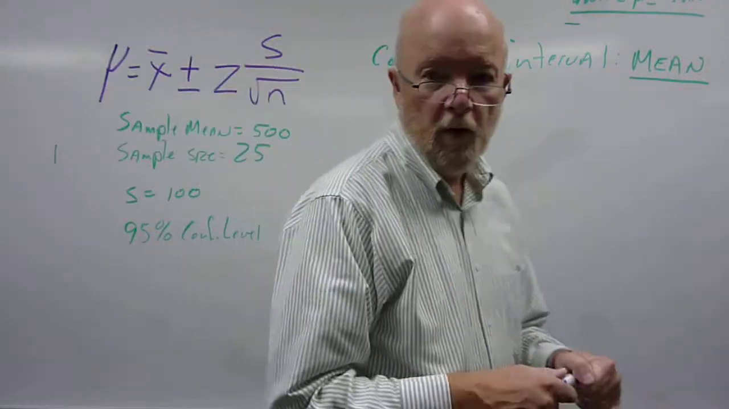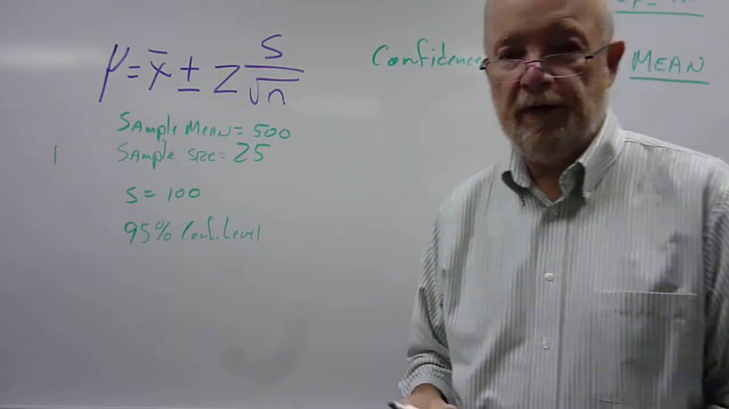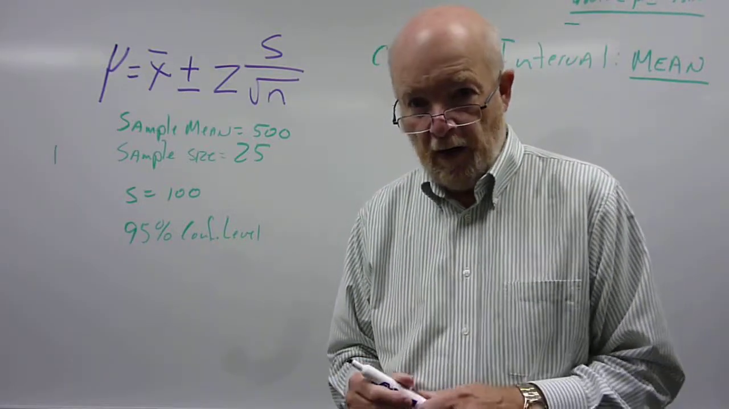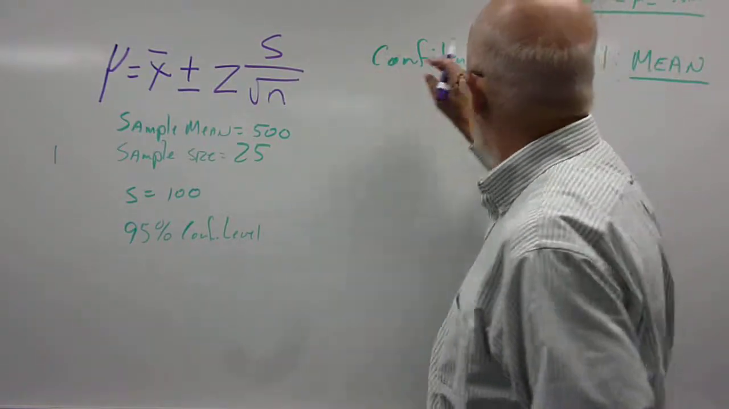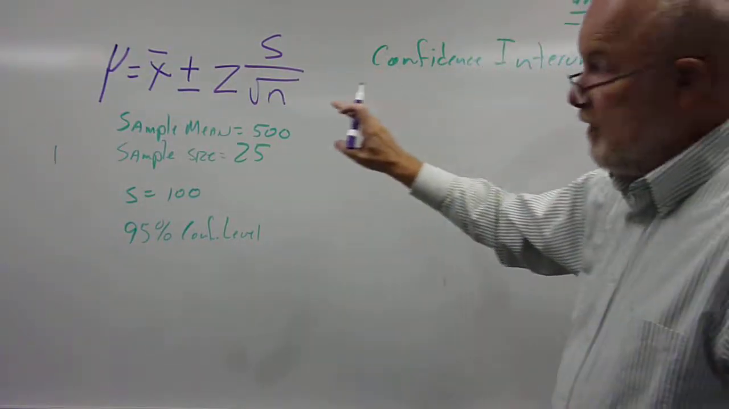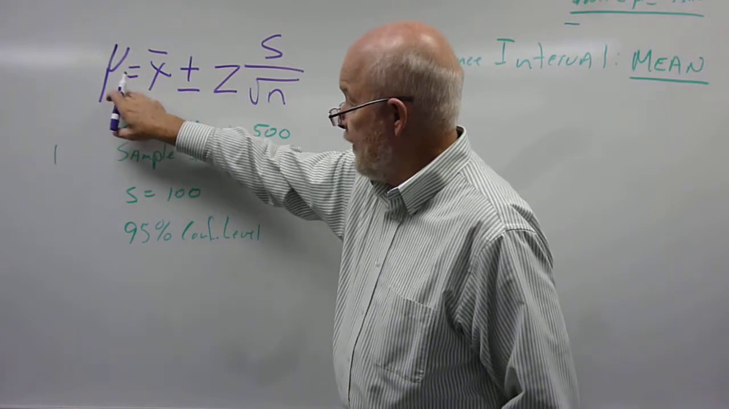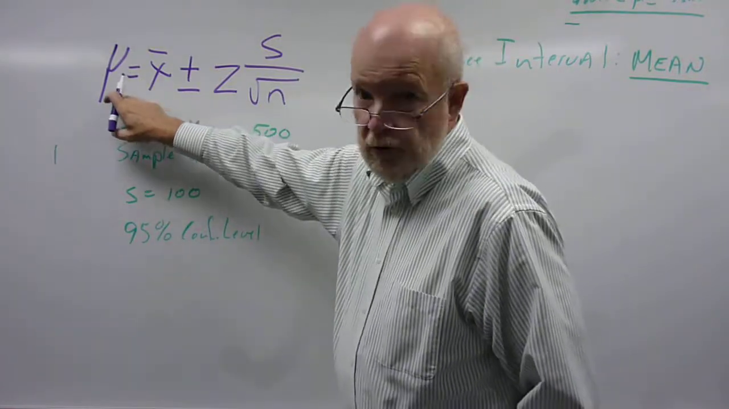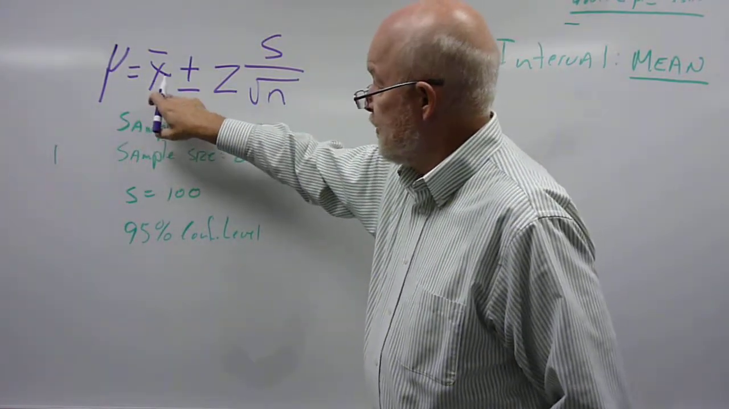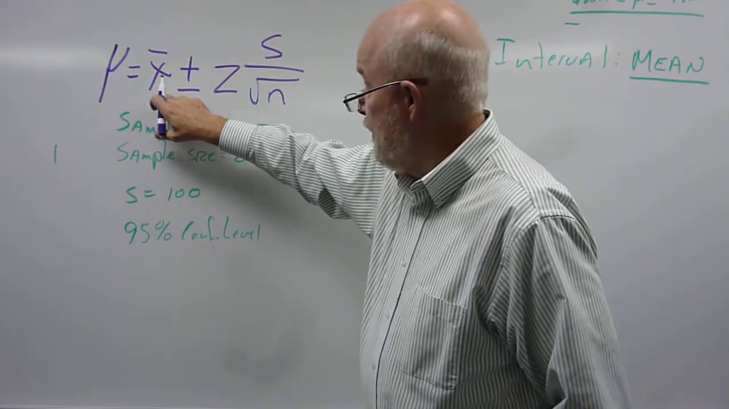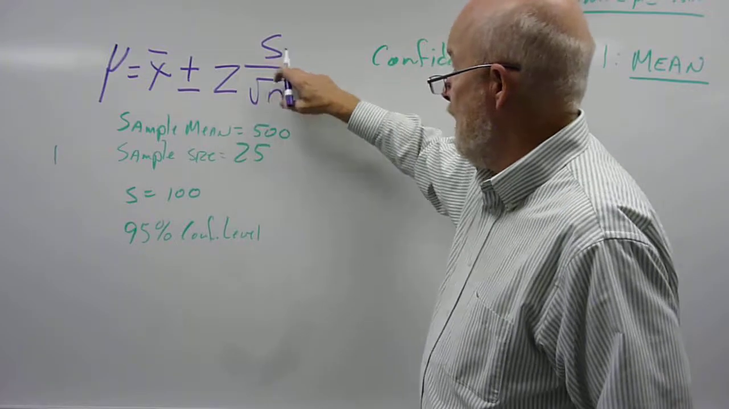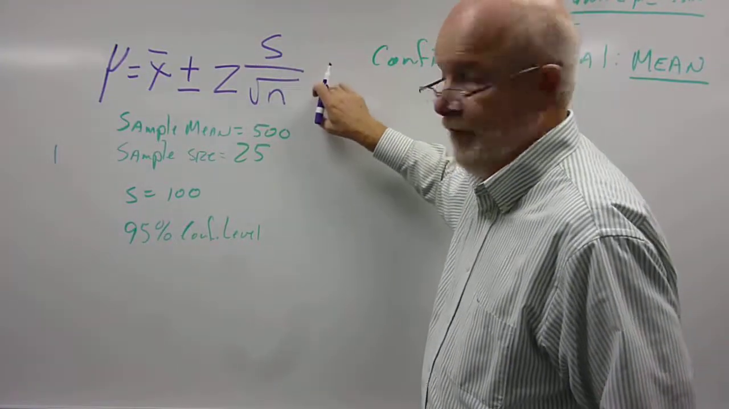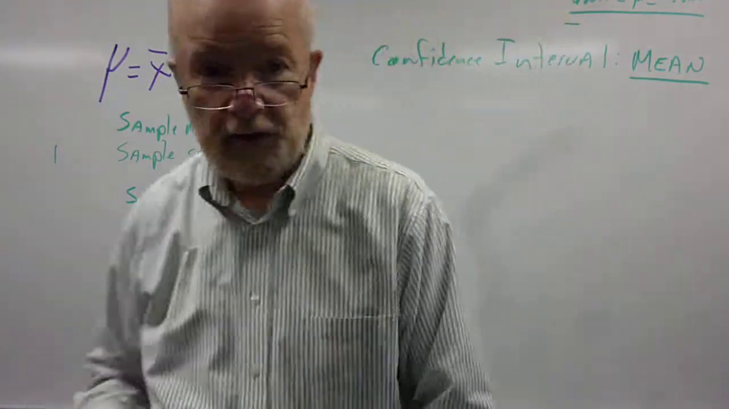Okay, now there are 4 calculations that we need to really understand in this course. And the first one of those is the confidence interval for the mean. Our calculation for the confidence interval for the mean is right here. Mu, that's the Greek letter mu, which we usually don't know, is equal to x bar, which is the sample mean, plus or minus z, which is that value based on our confidence level, times the standard deviation of the sample divided by the square root of the size of the sample.